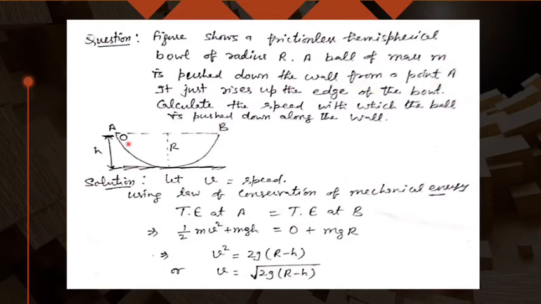This point is at height h, it is released, while the maximum height it can rise, I can say, is this capital R. When you are releasing it, it just rises up to the edge of the bowl. Calculate the speed with which the ball is pushed down along the bowl.